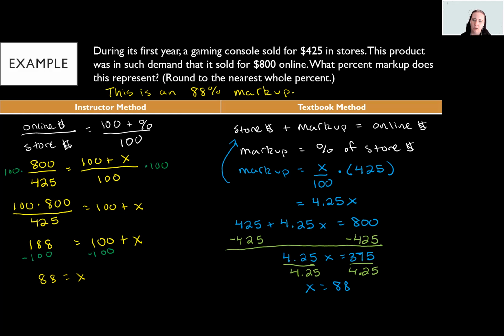You end up with a 375 that just seems like the numbers are less intuitive by doing the textbook method versus the instructor method. The instructor method might be slightly harder to solve because you've got fractions, but I feel like the risk of getting the wrong numbers is less. With the textbook method, once you get it set up correctly, solving's fine, but the struggle is getting it set up correctly, and that's where you're prone to make mistakes.